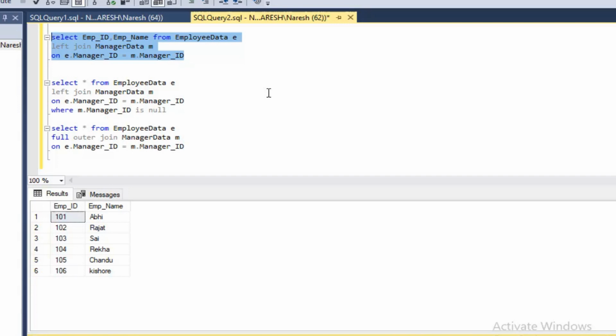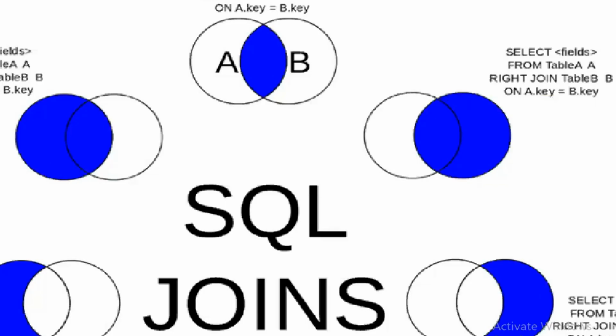So Nireka, show that diagram once, and hover. Yes, this one. Just explain this now.